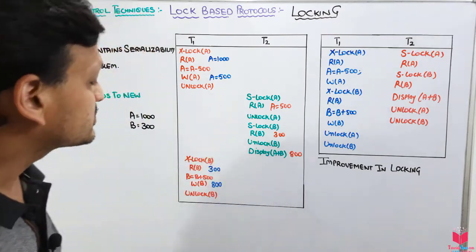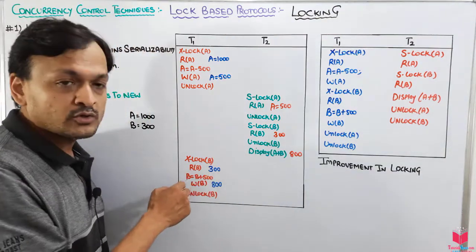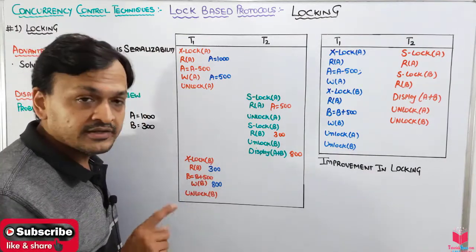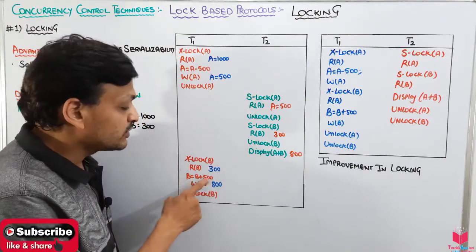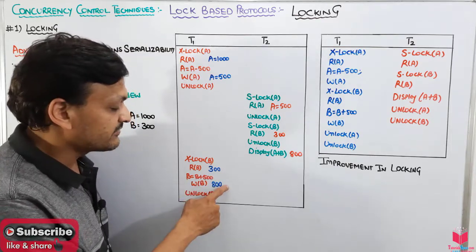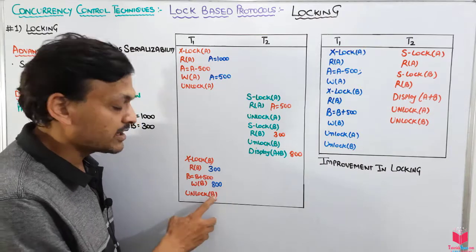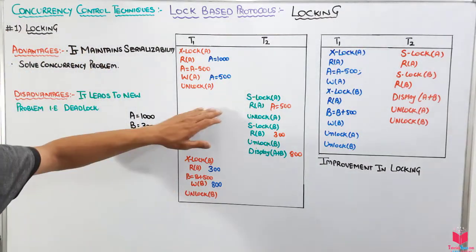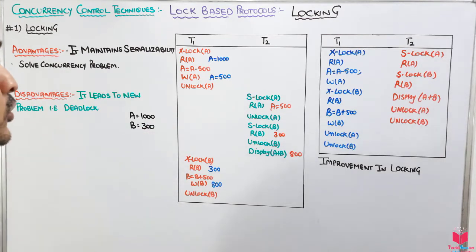Okay guys, now see, after that it will return the control to transaction 1. It puts the exclusive lock on B, reads the value of B, then B is equal to B plus 500, that is adding 500 to it, so the written value will be 800, and after that it unlocks B. Okay guys, so this is the concurrent way of running these transactions by using the two locks. But let's see, is it consistent or not?